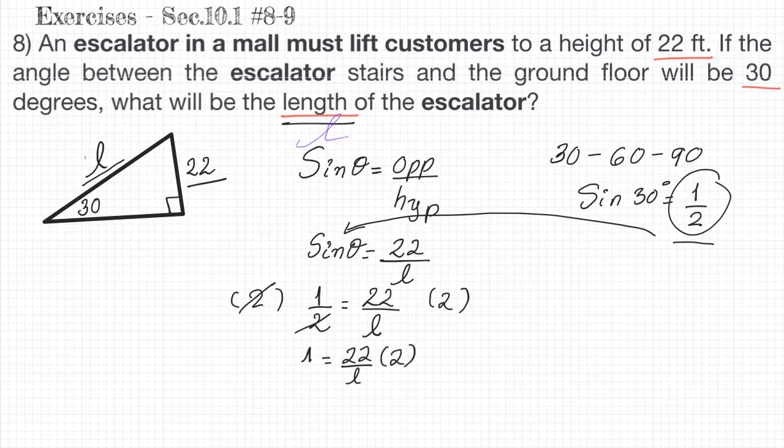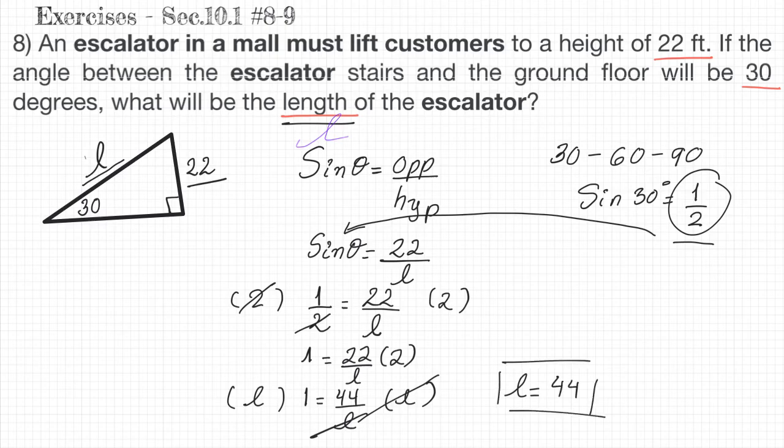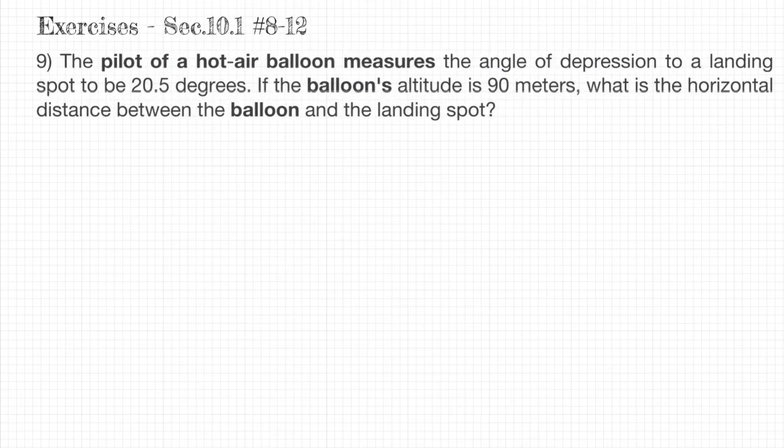So I have to solve for L. I multiply both sides by 2, and then I multiply both sides of my equation by L. I simplify, and I get L equal to 44, okay? So why is the angle 60? Remember, this is 90, so this is 60, because the sum of all the angles inside the triangle is equal to 180, okay?